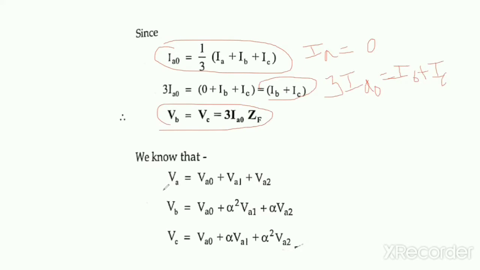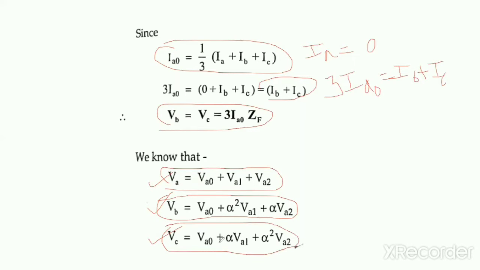And we also know the voltage formulas for VA, VB and VC. VA is equal to VA naught plus VA1 plus VA2, and VB is equal to VA naught plus alpha square into VA1 plus alpha into VA2. And VC is equal to VA naught plus alpha into VA1 plus alpha square into VA2.